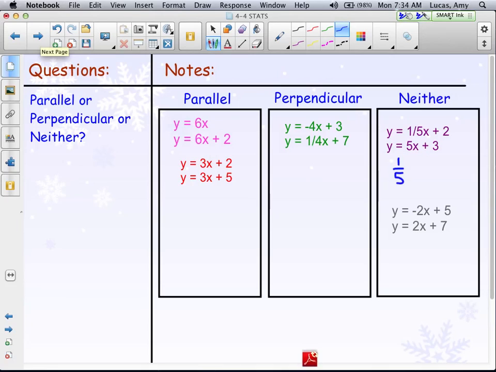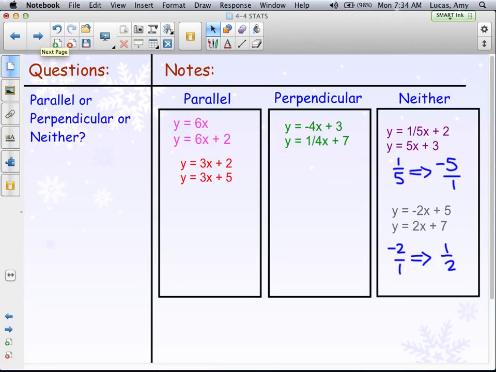Positive 1/5 would have to change to negative 5 over 1, and negative 2 would have to change to positive 1/2. So that's why both of those systems of equations are neither parallel nor perpendicular. So the slopes have to flip and change. Two things are happening.